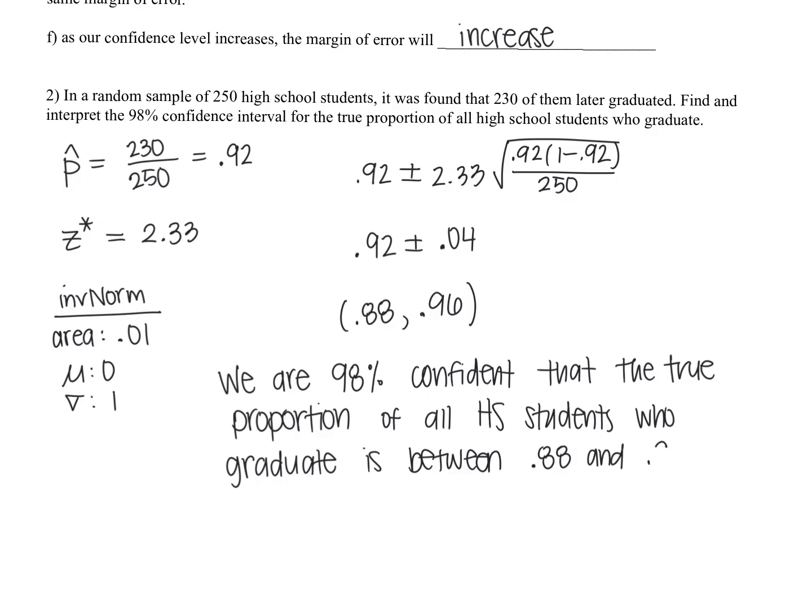and 0.96. So you have to have the critical value, you have to have the formula, you have to have the confidence interval, and then you have to have the sentence. The p-hat is really just dependent upon whether or not you're given a p-hat to start with or if you have to calculate it. So sometimes not.